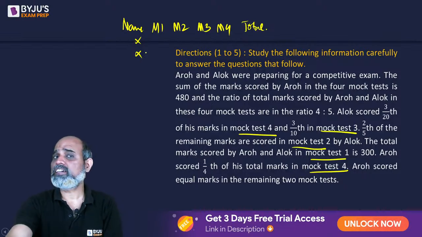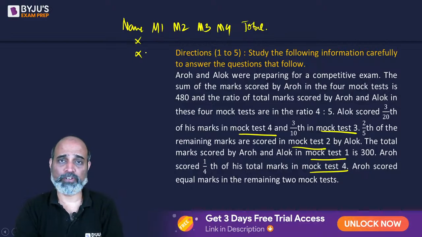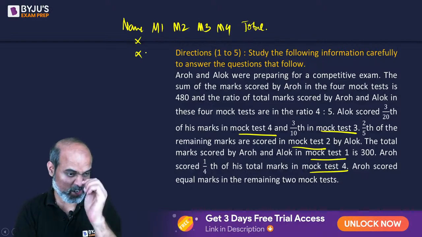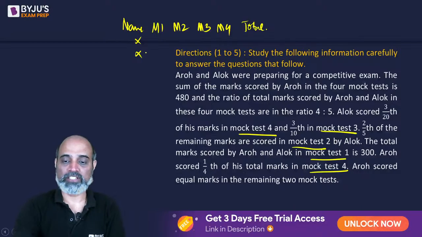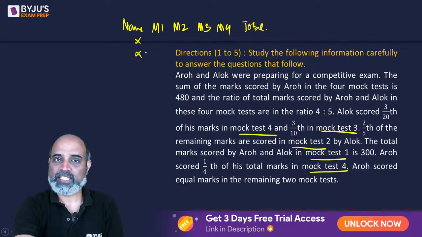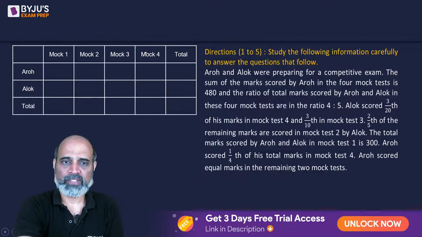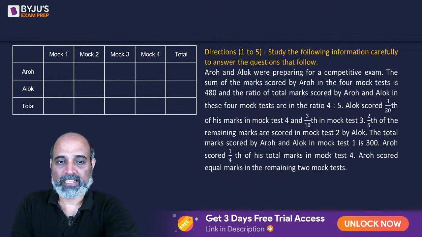So reading it further will not help us anything. We do not know what information there is, or how the marks are related between these 2 people. So we will draw the table and then we will read it further. So let's not waste time reading it. The table is going to look something like this, as you can see.